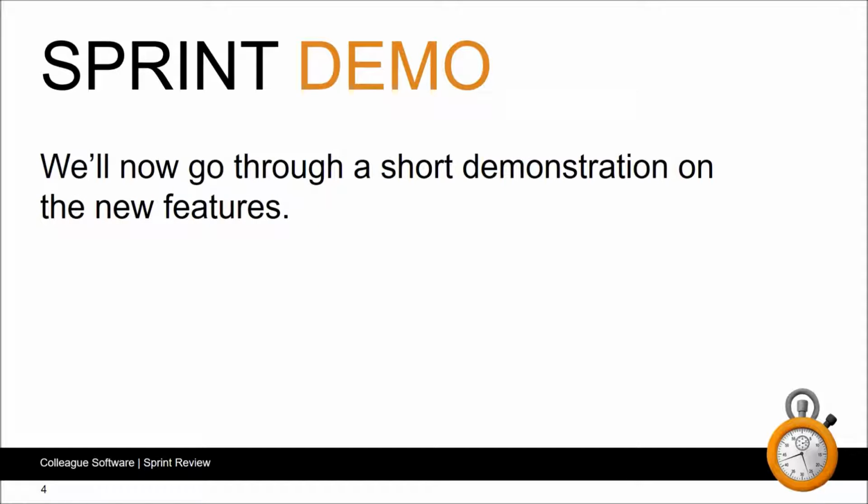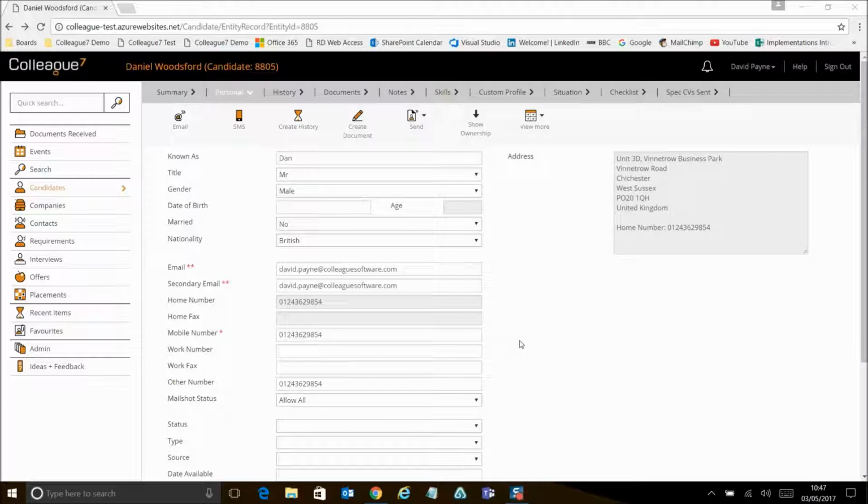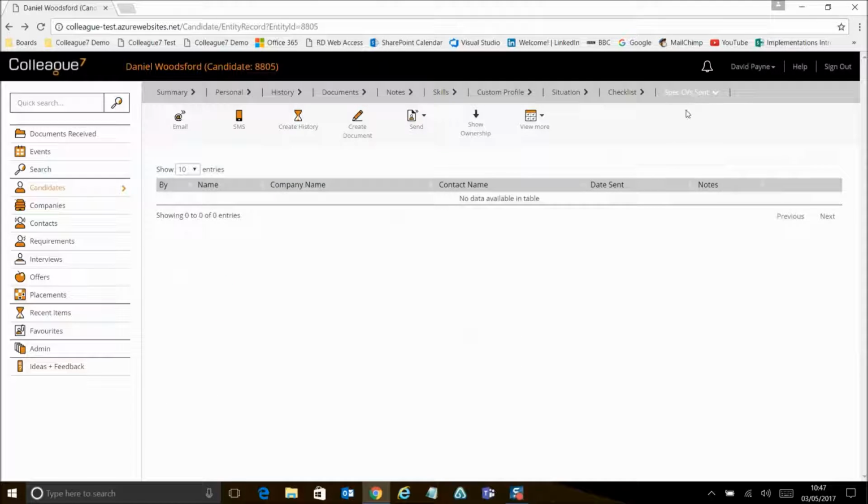We'll now go for a short demonstration on the features from this sprint. Okay, so we'll start within the candidate record looking at the new Spec CV Sent tab that's been added here. We'll run through the workflow that's required to populate this area and then also look at it from a contact's perspective, from a company's perspective as well, and then go through creating the requirement.